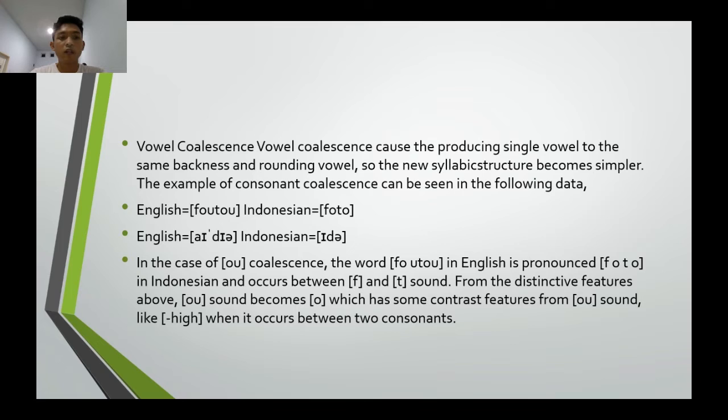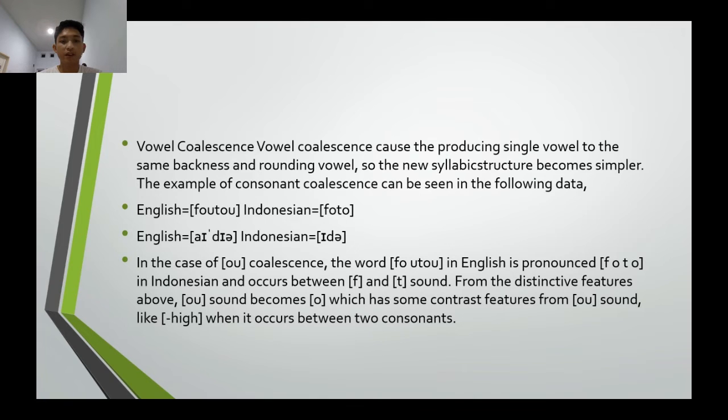Vowel coalescence causes the production of a single vowel with the same backness and rounding. So the new syllabic structure becomes simpler. The example of vowel coalescence can be seen in the following data. In English, photo. In Indonesian, foto. In English, idea. In Indonesian, ide.